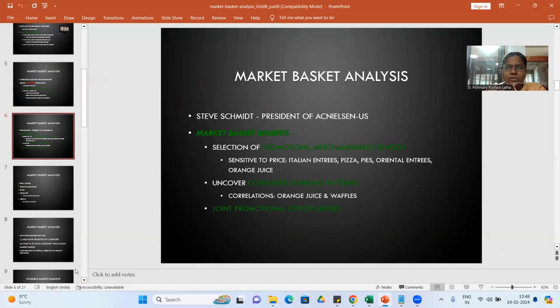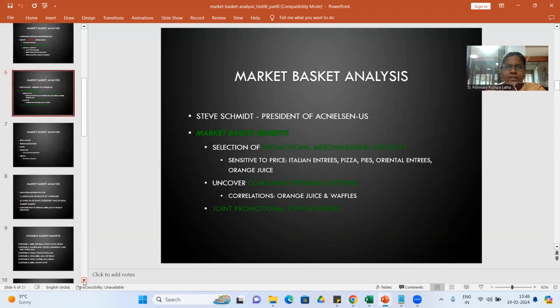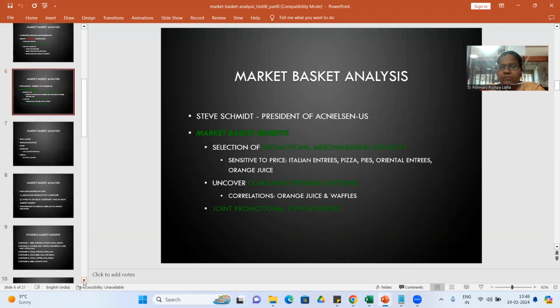So in market basket analysis, what are all the benefits? It is a merchandising strategy, and it is used for the selection of promotions, and to uncover consumer spending patterns. What are the correlations between the items that we are talking about, and the joint promotional opportunities. Sometimes an offer will be given.